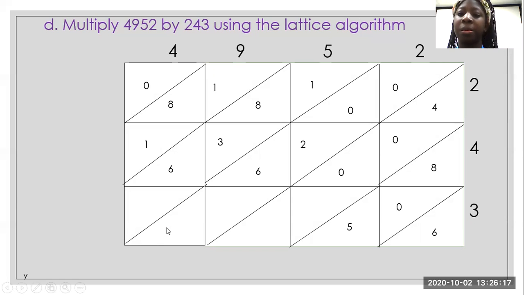5 times 3 is 15. 9 times 3 is 27. 3 times 4 is 12. Whew, it's a lot of numbers. Okay, I'll put that right there.